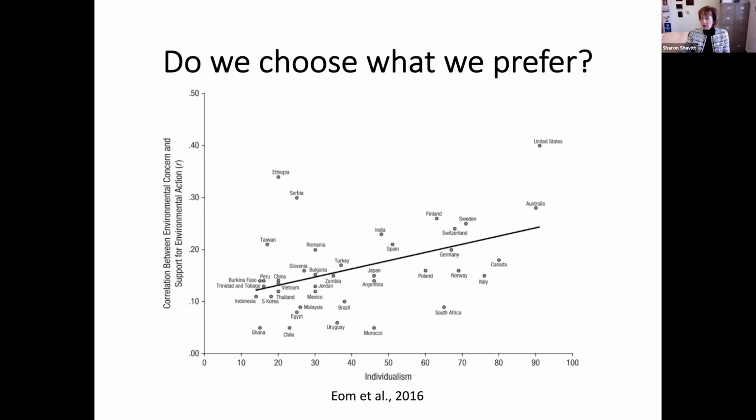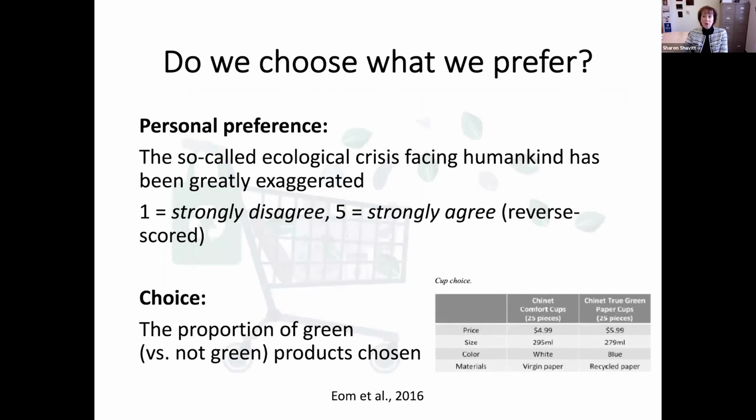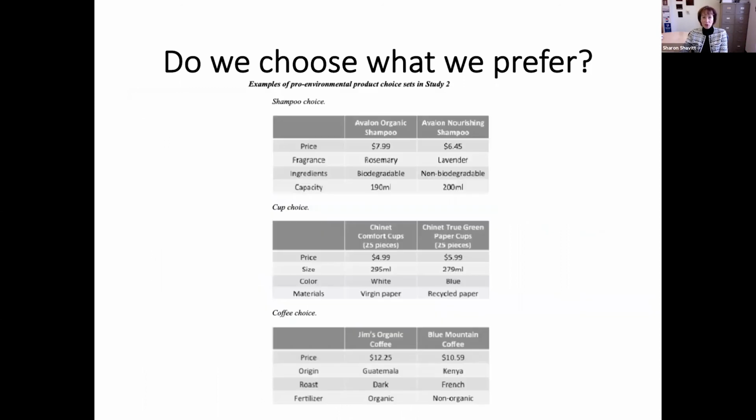Now, these researchers whose data I'm showing you followed this study up with an experiment looking at US and Japanese participants. And in this one, they asked people to actually indicate specific choices. So they asked a similar personal preference question about how much people thought the ecological crisis facing humankind is a serious one. And then they looked at choices, the proportion of green versus not green products that people chose. So I'll show you examples of those. Those included shampoo, cups, coffee, shopping bags, water bottles, notebooks.